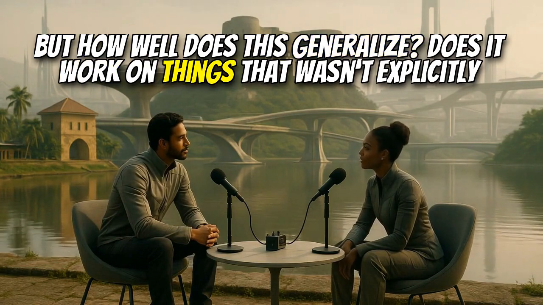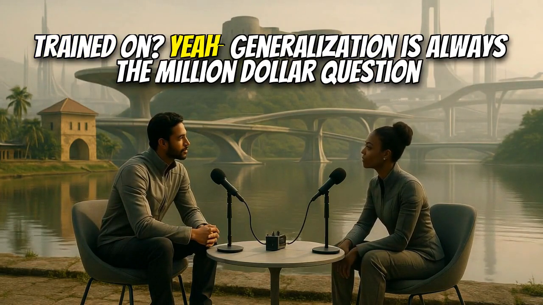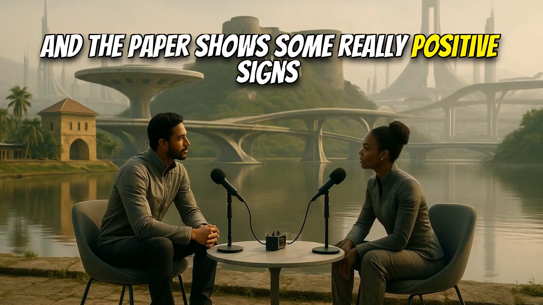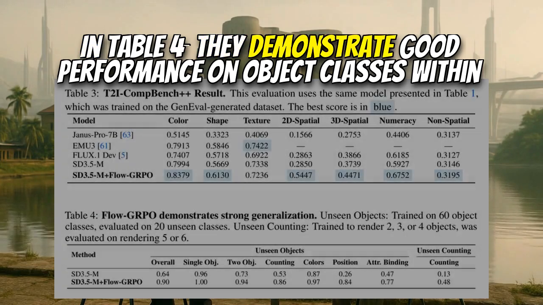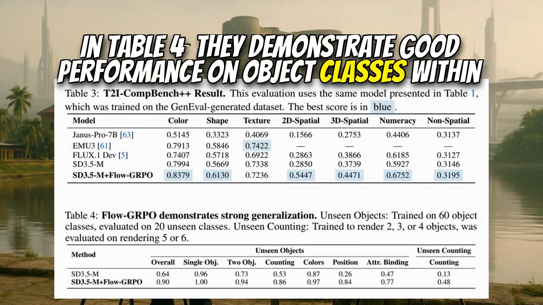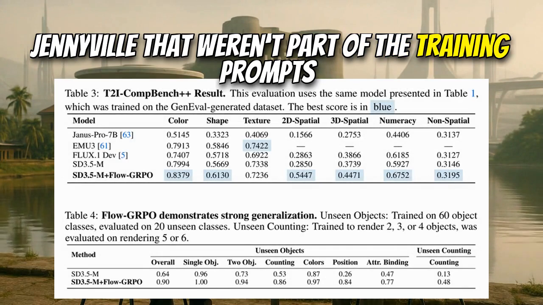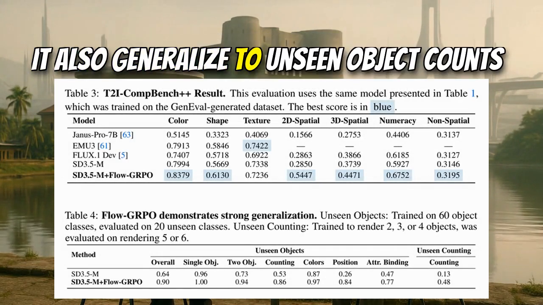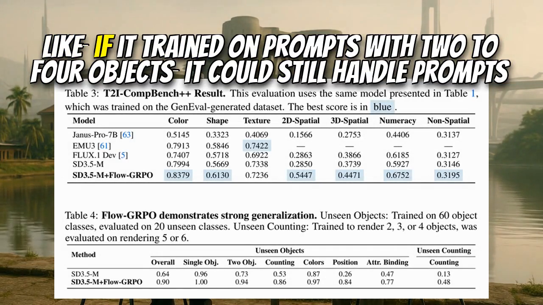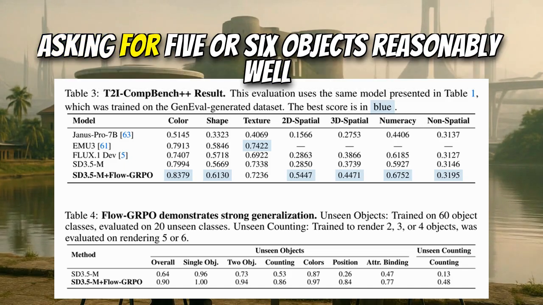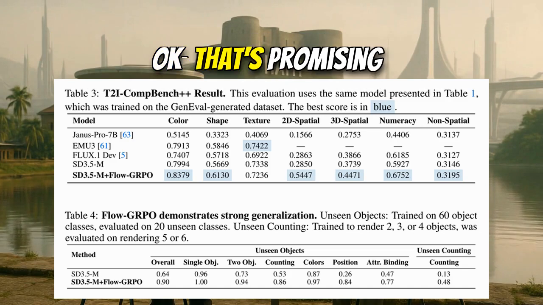Okay, these results on the specific benchmarks are great, but how well does this generalize? Does it work on things it wasn't explicitly trained on? Yeah, generalization is always the million-dollar question. And the paper shows some really positive signs. In Table 4, they demonstrate good performance on object classes within GenEval that weren't part of the training prompts. Nice. It also generalized to unseen object counts. Like if it trained on prompts with 2 to 4 objects, it could still handle prompts asking for 5 or 6 objects reasonably well. Okay, that's promising.